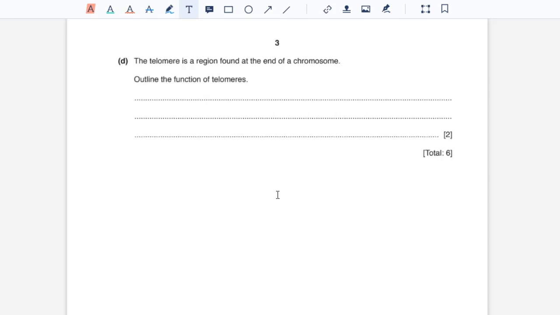D, the telomere is a region found at the end of a chromosome. Outline the function of telomeres. So these would be repeated lengths of DNA that do not have any function other than to preserve the entire genetic information. So they prevent loss of genes and allow continuous successful replication.